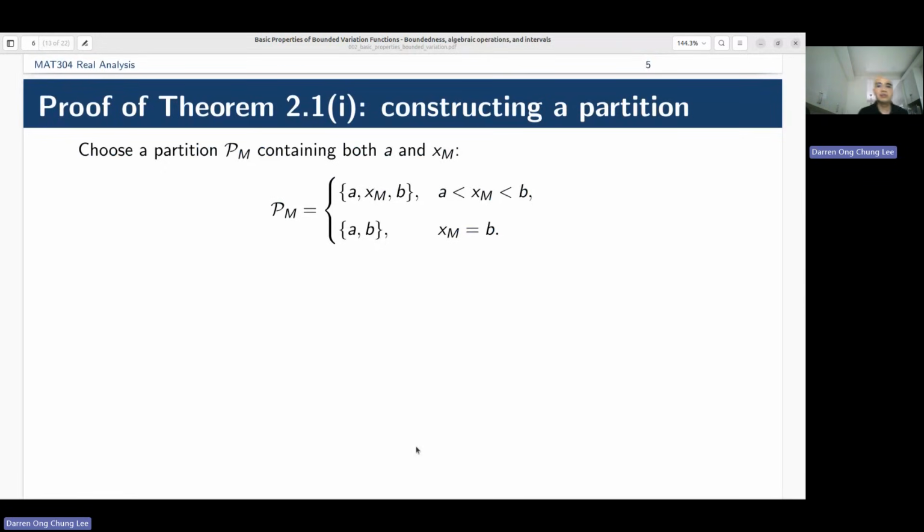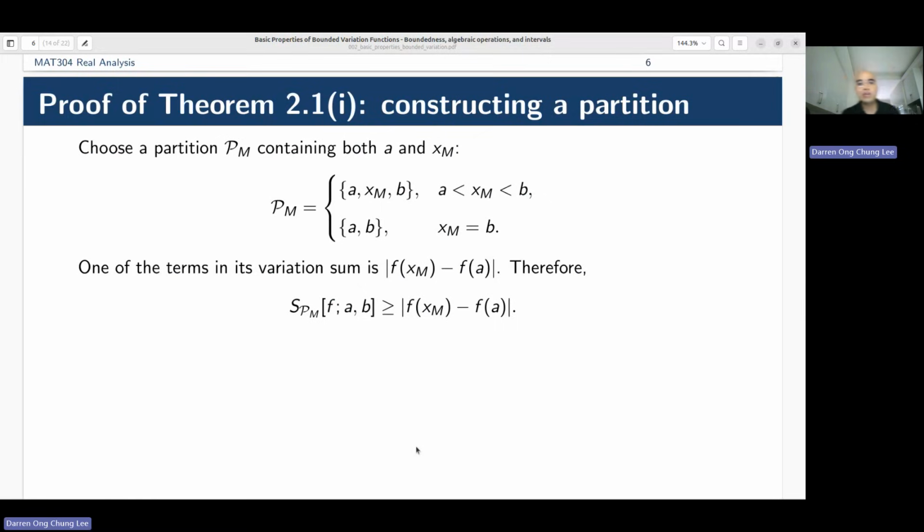So let's just define this simple partition. This partition just says it contains a, x_m, and b. All right, there is a possibility, like we mentioned, that x_m is equal to b, but if x_m is b, just consider the partition {a, b}, right? And that's fine. We can choose a partition that's just {a, b}. That's completely allowed in the definition of partition.